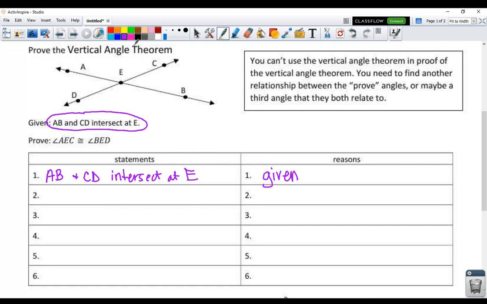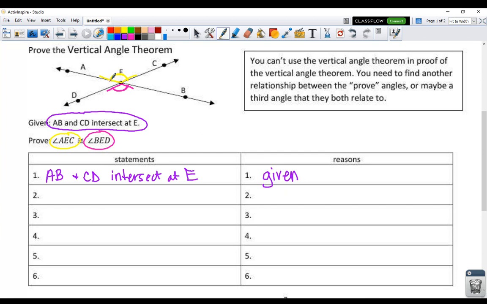Now let's look at where you want to go. We want to show that angle AEC, this angle here, is congruent to angle BED, or having the same measure as this angle down here. This is our goal, to show that these two things are congruent. If this is our goal, then we need to somehow introduce these two angles into the proof.